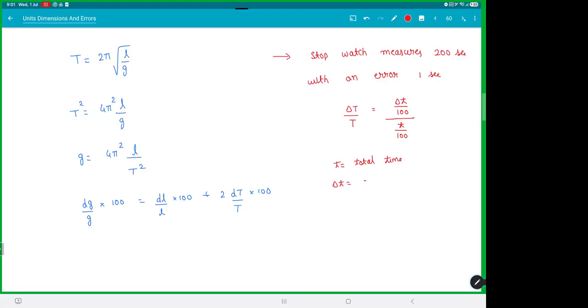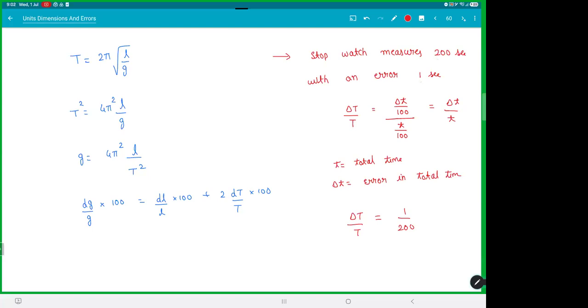Delta T is the error in total time. So basically that 100 is useless. It will always get cancelled. So you can remember this way in the exam. So delta T by T, directly you can take total error by total time. I hope you're getting the difference there.